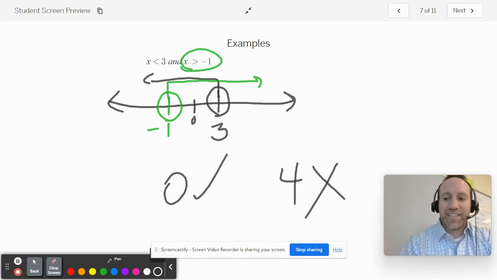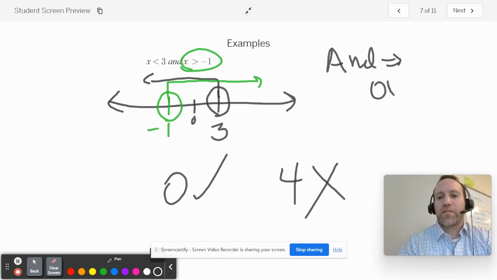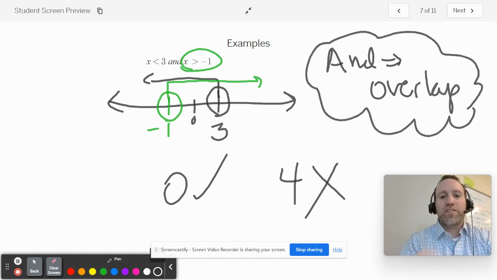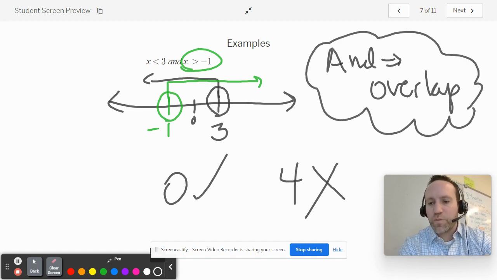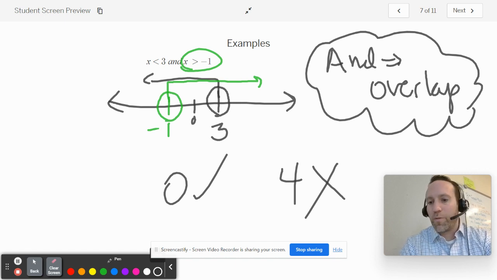So with and statements, this is something you want to write down, star, and everything else. With and statements, you're looking for the overlap. When you shade on the number line, you want to see where it is overlapping. That's what you want for an and statement. So where does it overlap? It overlaps between -1 and 3. And something like 4 would not work.